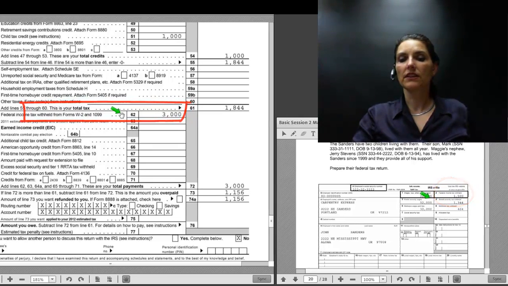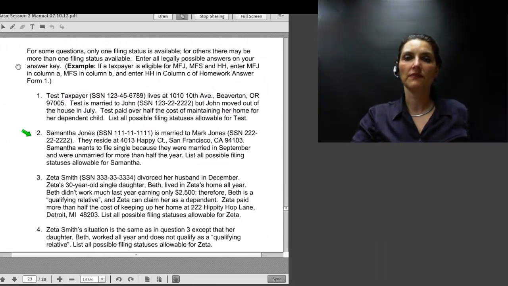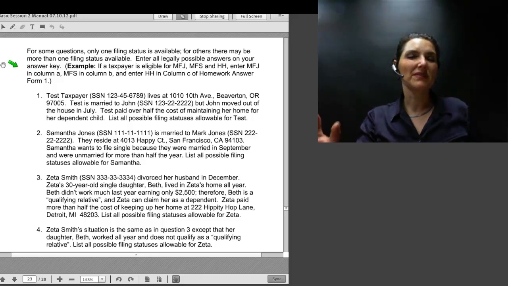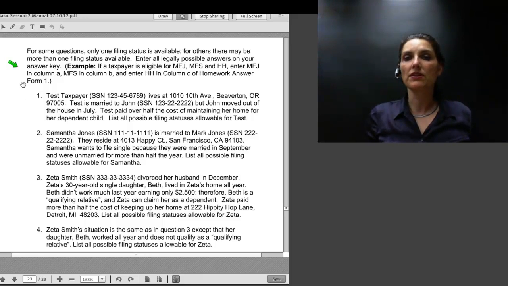So that completes the review of the Classwork 2 answer key for Session 2. Let's now take a look at the homework assignment for Session 2. We spent some time looking at the first part of the homework assignment when we were looking at Classwork number 1. For Classwork number 1, I asked you to complete the header of Form 1040 and select the most advantageous filing status for each taxpayer beginning on page 23 of the Session 2 manual.